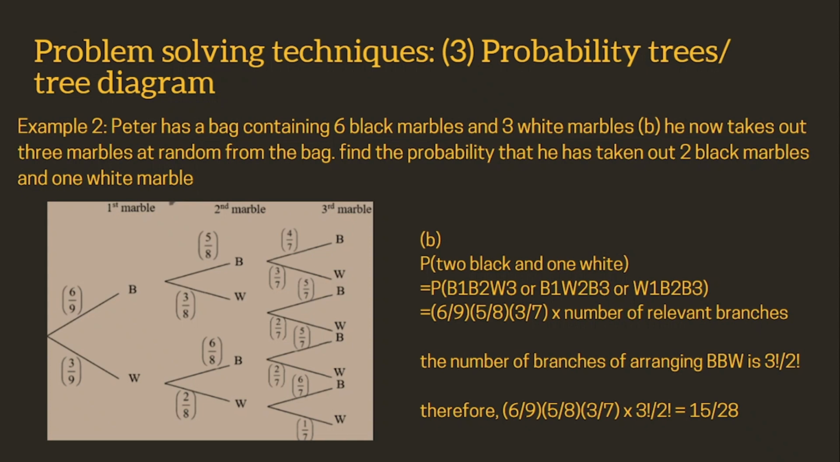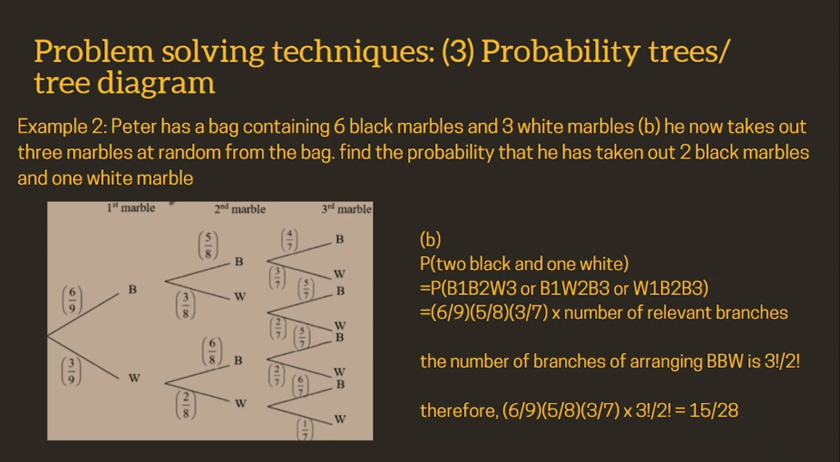So again, we can have 3 different scenarios. We have the first black, second black, third white; first black, second white, third black; first white, second black, third black. So actually, you realize that because this has no replacement, each scenario will have the same probability. So we can take 6/9 times 5/8 for the black, then 3/7 for the white, and then just multiply by the number of relevant branches. Yes, the order may change here and there, but it just means we are moving the denominators around. And since the denominators are all going to be multiplied by each other, it doesn't make a difference anyway.